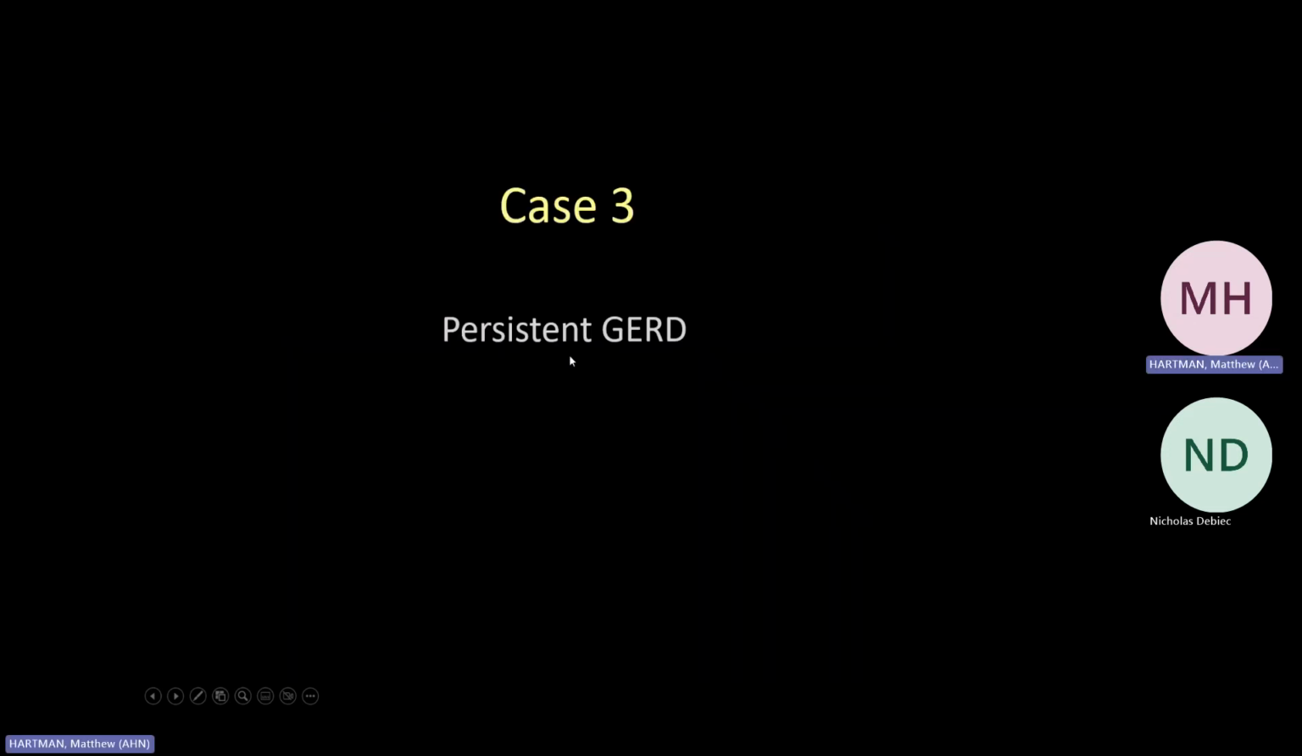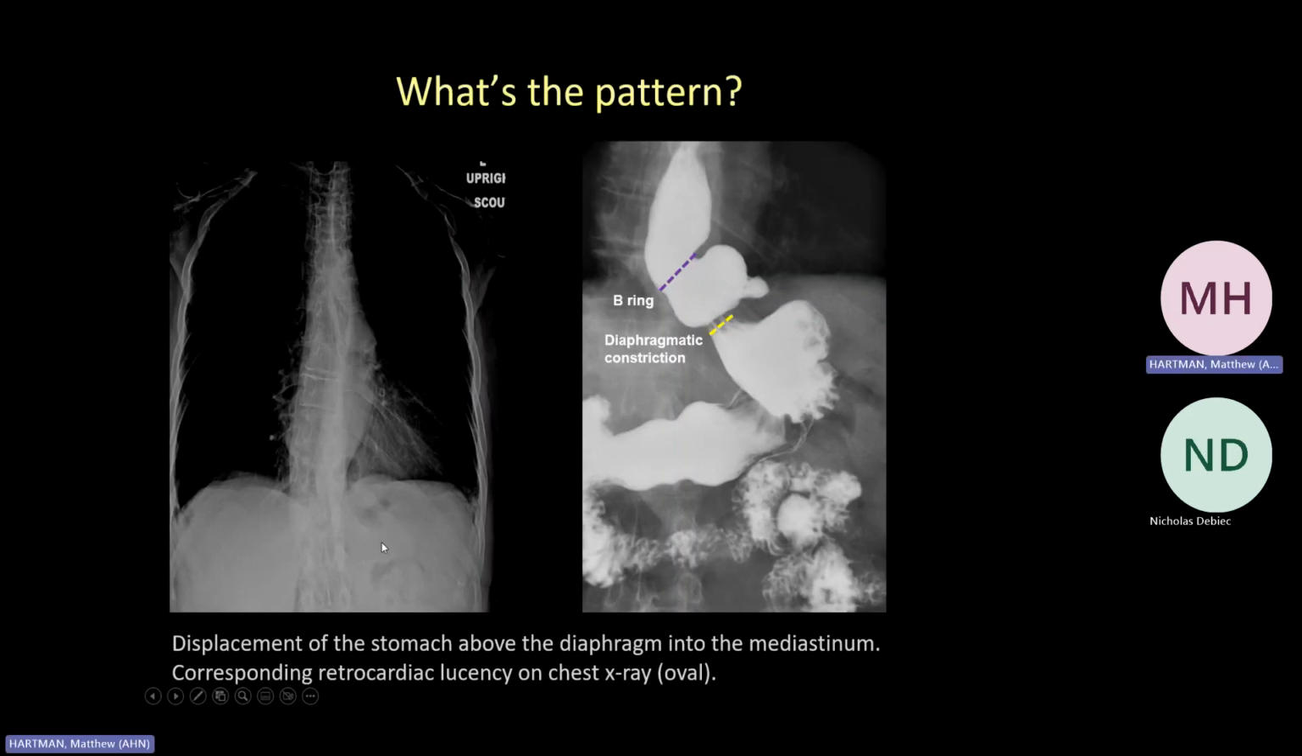Okay, persistent reflux, case number 3. So we do the scout radiograph in all these patients, and the astute observer might see a lucency right behind the heart. You give them the contrast, determine the milkshake, turn them all around. Some of the contrast comes up, part of the stomach comes up. So there's our retrocardiac lucency.